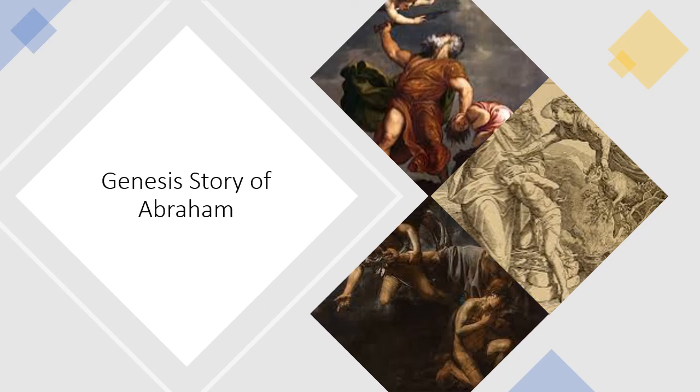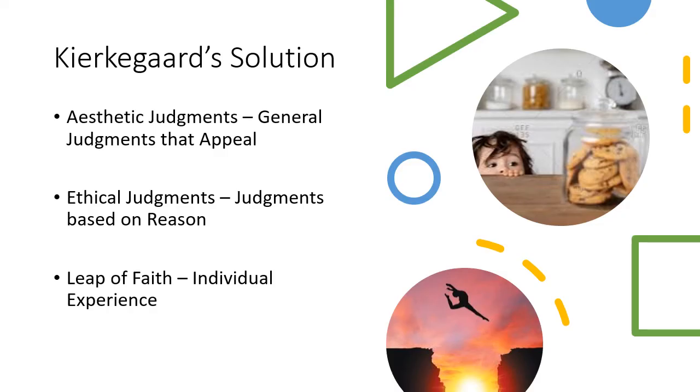And so where I want to end this discussion is actually talking about the answer that a philosopher named Soren Kierkegaard gives to this particular question. And so if I can, I'm going to put it on this next slide here. So what Kierkegaard ultimately answers to this question is that he says we basically have three levels of judgments that we make about the world.